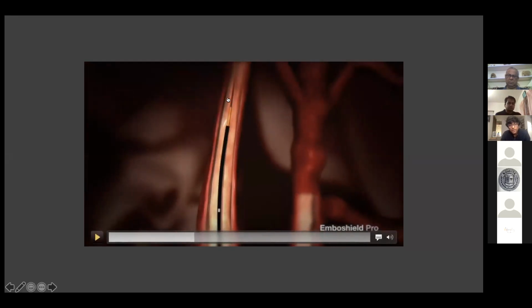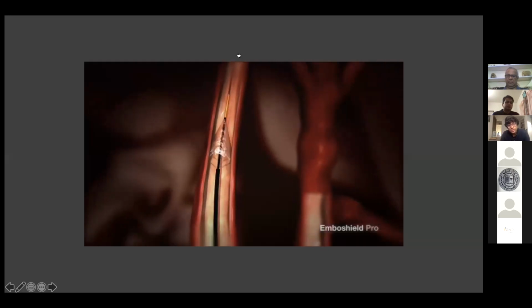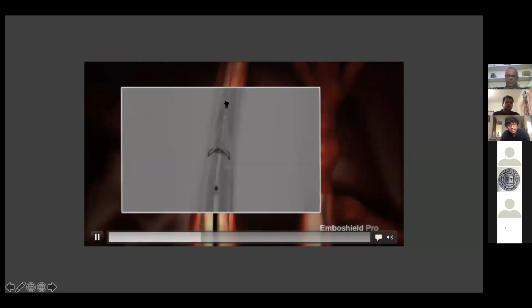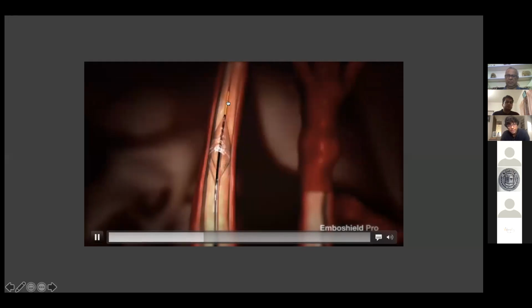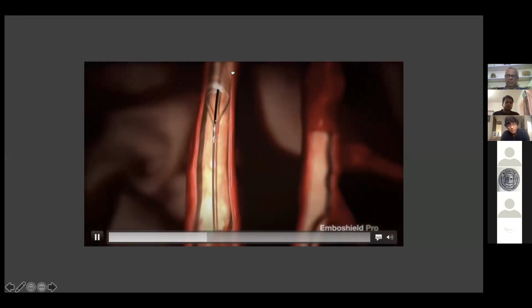somewhere here, can you see the cursor on my screen as I'm sharing the screen? Can you see this as I'm moving the cursor? Is it seen? Yeah. So somewhere there is a small bead, which basically doesn't allow the filter, once it's open, to go distally. So this is that bead right here. So the filter cannot migrate beyond that point.